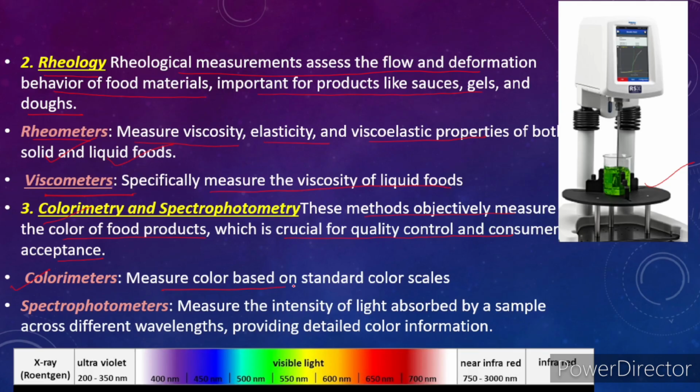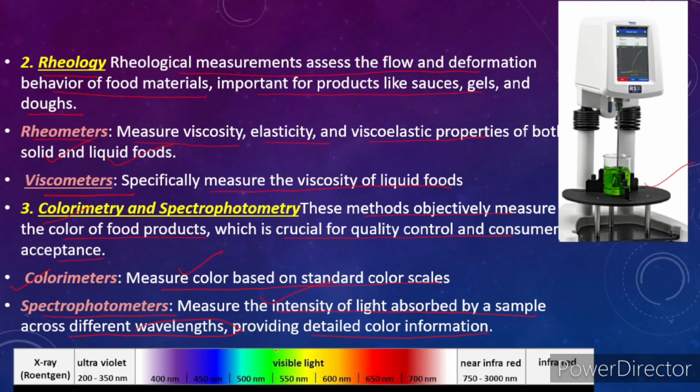Colorimeters measure the color based on the standard color scales. Spectrophotometers measure the intensity of the light absorbed by the sample across different wavelengths, providing detailed color information.